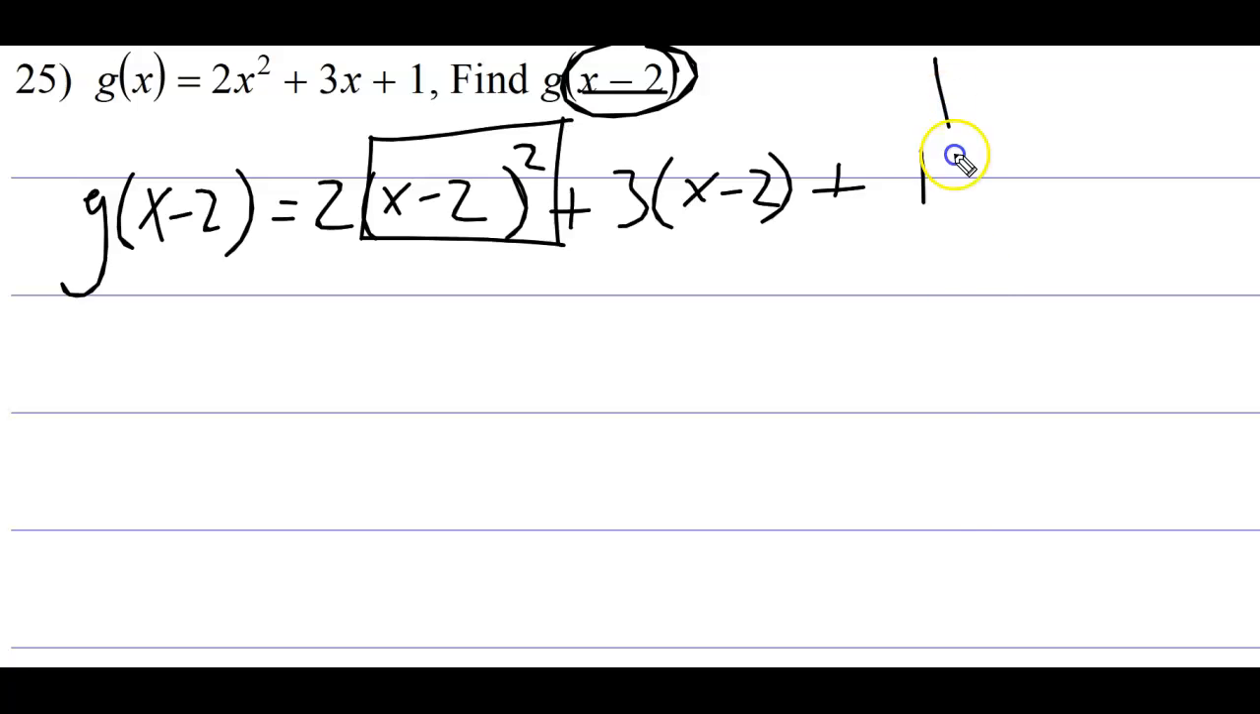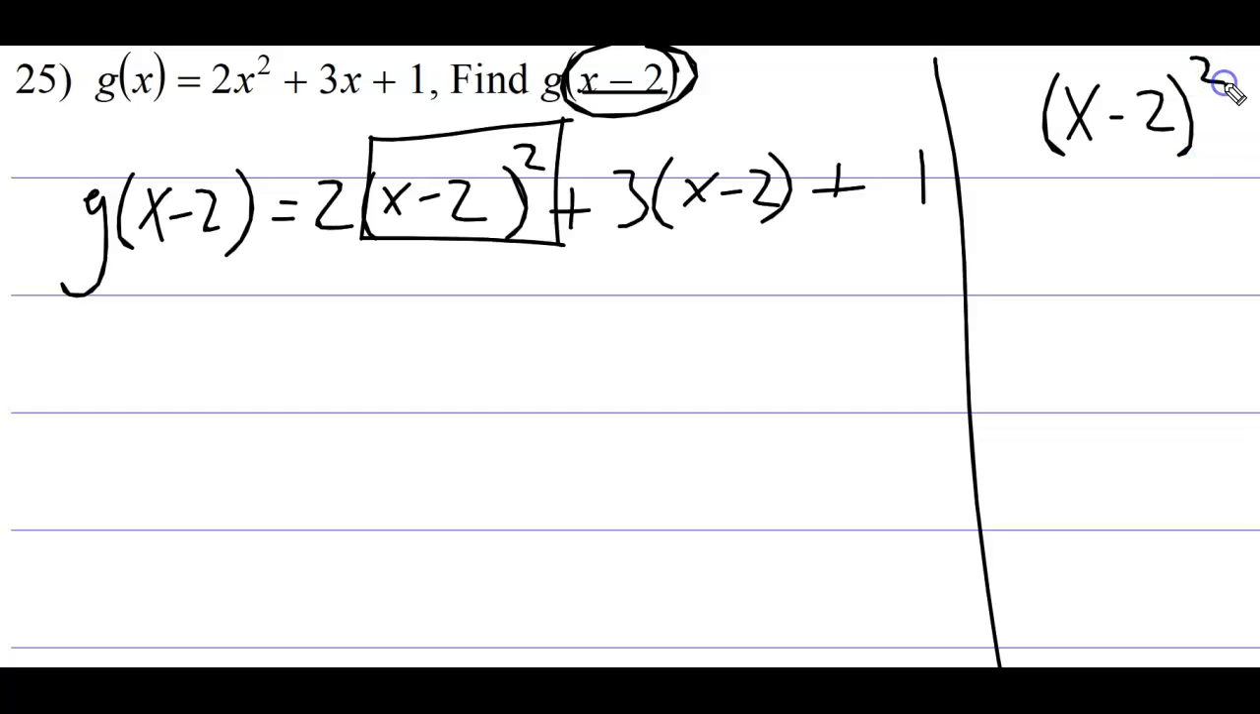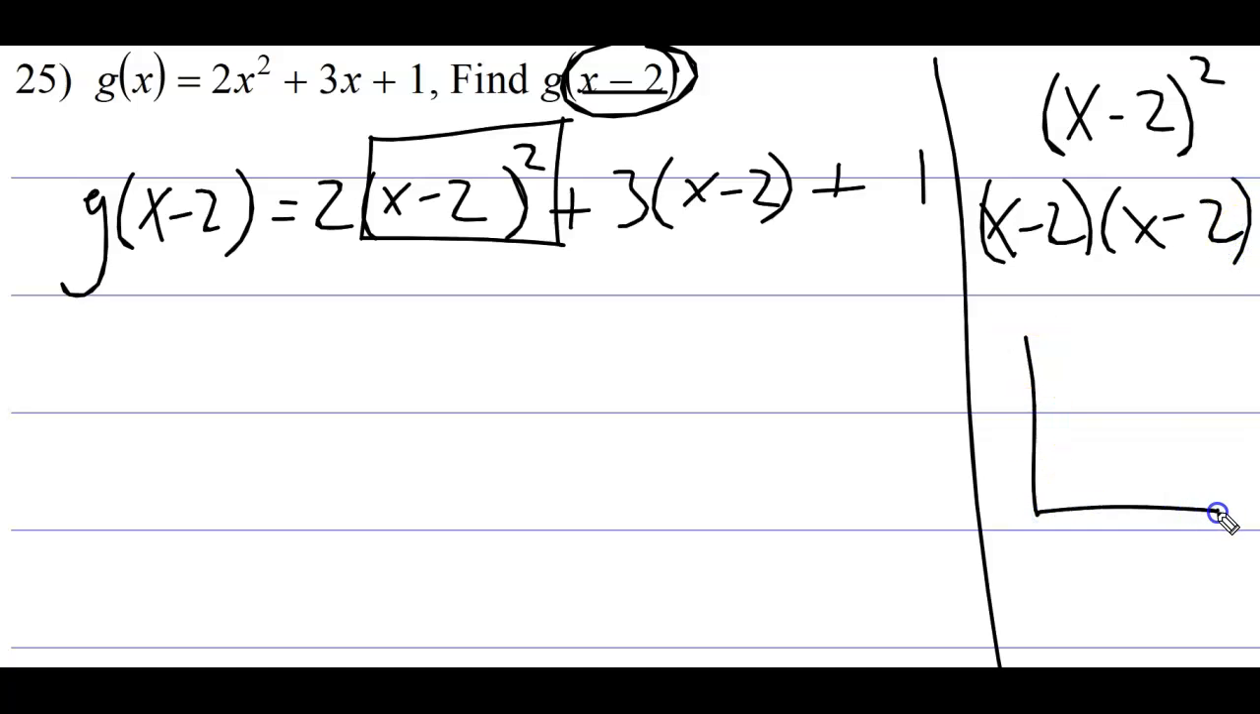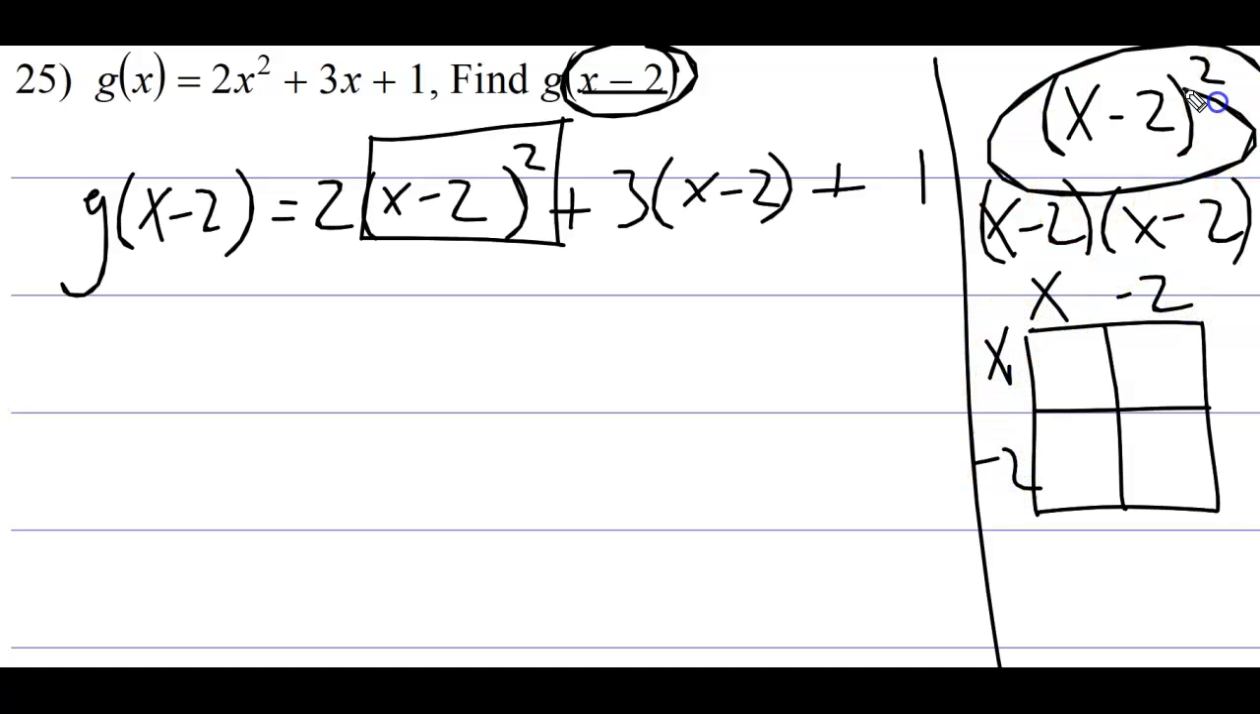X minus 2 squared, I'll show my work over here on the side. X minus 2 squared, what that really means is x minus 2 times x minus 2, which is a box problem. There's also a shortcut for this that we learned a little while back. I'm not going to review it at the moment, but if you remember it, please feel free to use it.